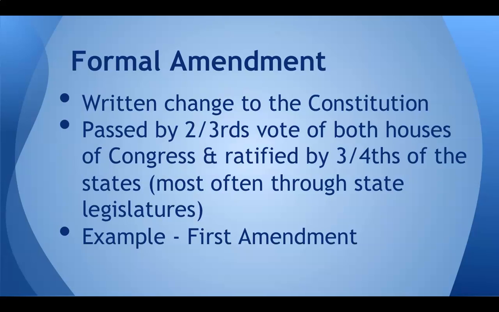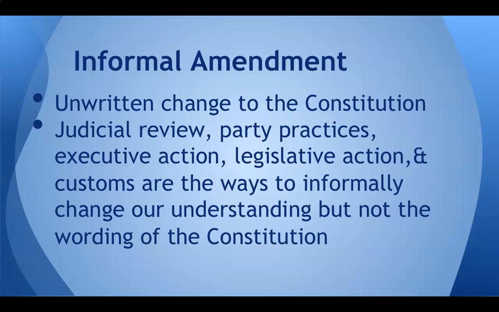And the Bill of Rights, all of the first 10 amendments, went through this process. And as a matter of fact, 26 out of our 27 amendments went through that process. Now, we can also make an informal amendment. We can change the Constitution without changing it written. And judicial review, which I already talked about, is probably the best example for you to use on the test.